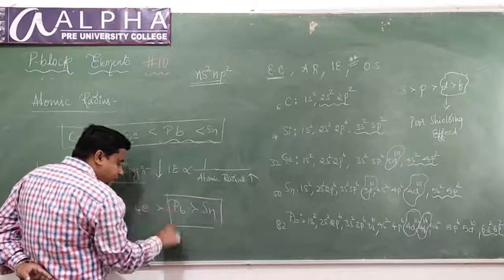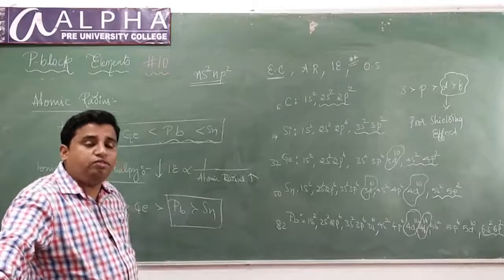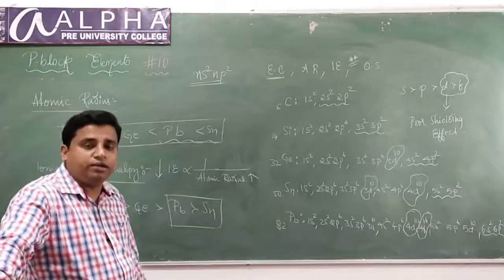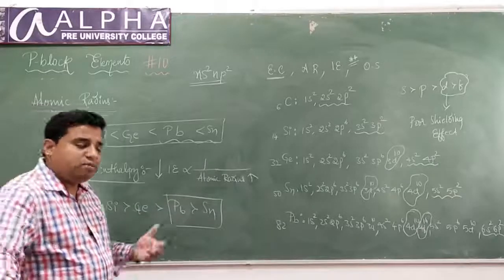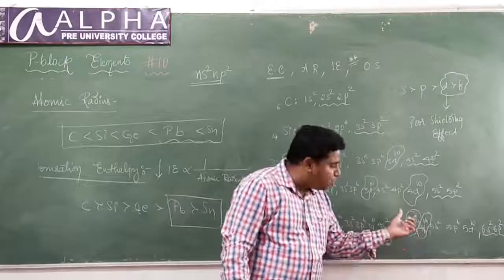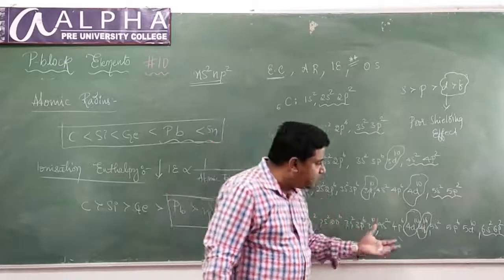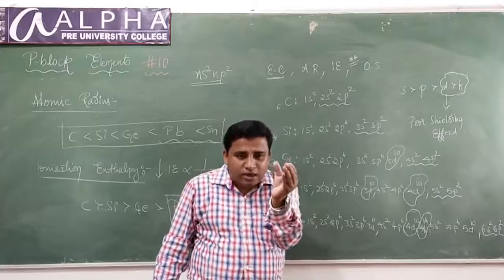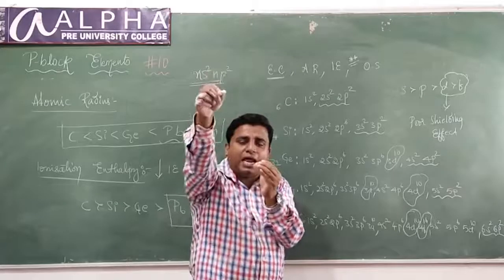Here also the question might come: why is the ionization enthalpy of lead more than that of tin? How do you account for it? Because in lead the shielding effect is very less because of the presence of d orbitals and f orbitals. Since the shielding effect is very less, the outer electron is more attracted towards the nucleus. The outer electron is tightly held to the nucleus, so removal of the outer electron becomes difficult.